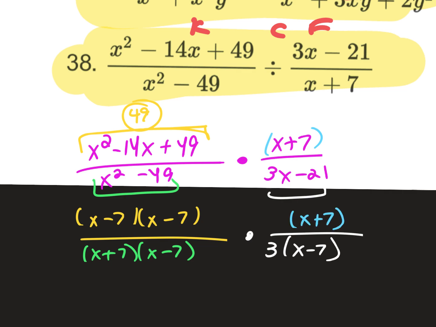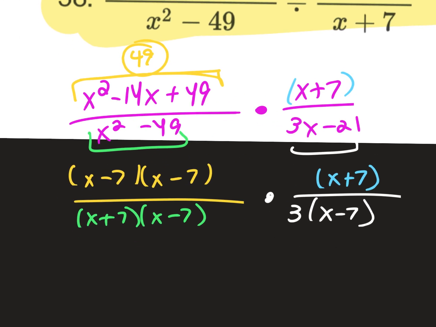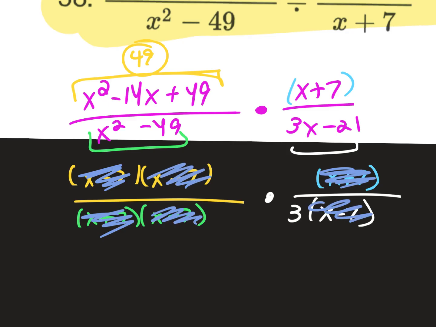So now we have a whole bunch of x plus 7s, x minus 7s. Anything that is exactly the same on the top can cross off with anything that's exactly the same on the bottom. So what do we see? Okay, an x plus 7 here and an x plus 7 here. One of the x minus 7s with one of the x minus 7s. What else? Another x minus 7 with another x minus 7.